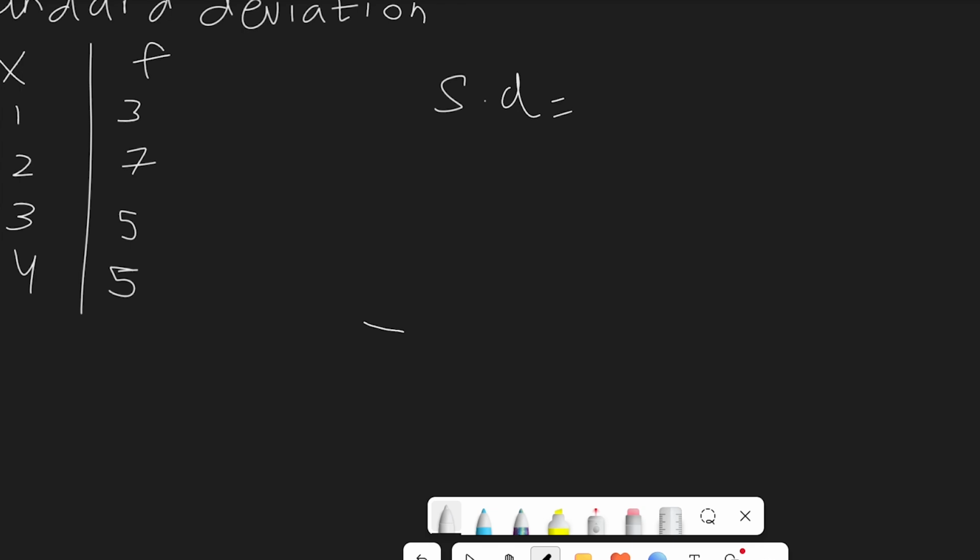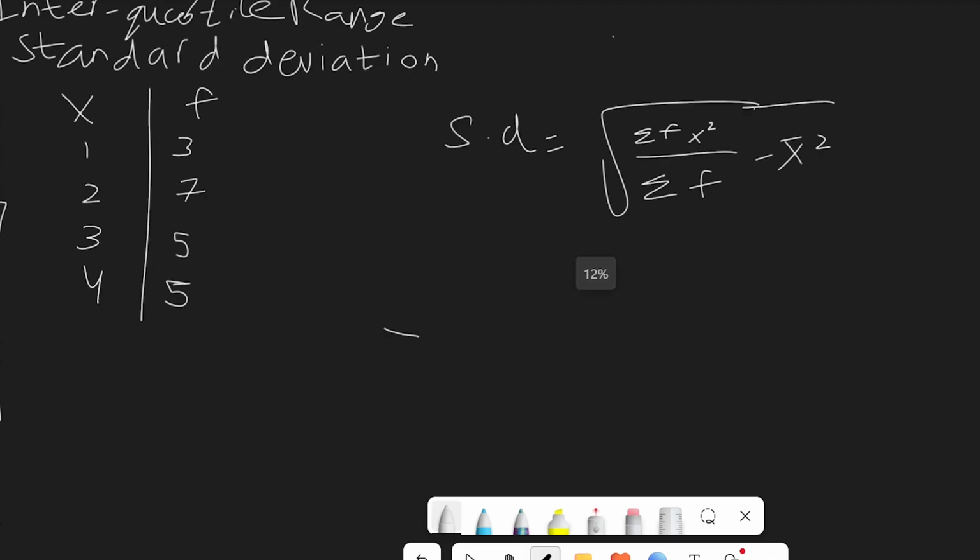The formula for standard deviation, let me write it over here, is the square root of sigma fx square over sigma f, minus x bar square, where x bar is the mean of x. To calculate standard deviation, we first need fx square. Sigma basically means the sum of, as we discussed in the previous video.